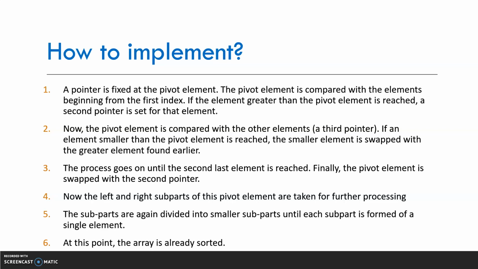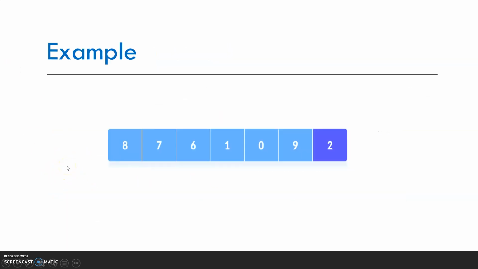Now, the left and right subparts of this pivot element are taken for further processing, and the subparts are again divided into smaller subparts until each subpart is formed of a single element. At this point, the array is already sorted. So let's just take an example.